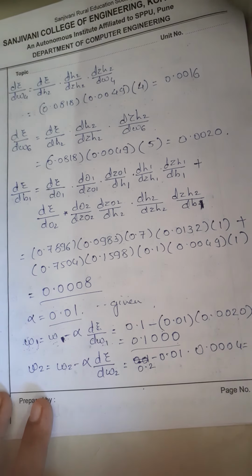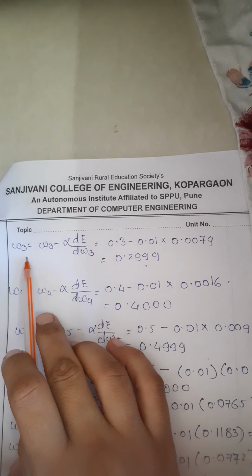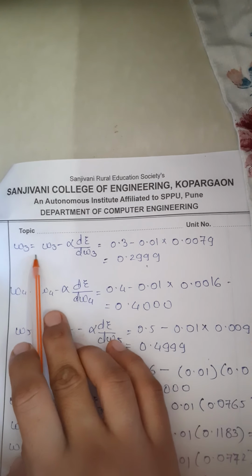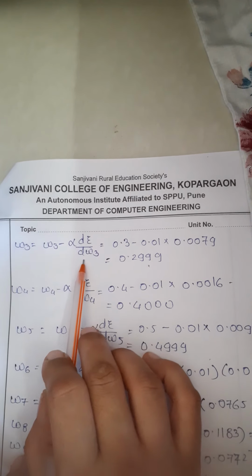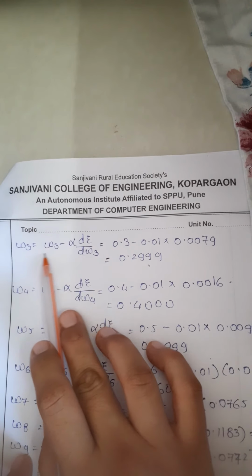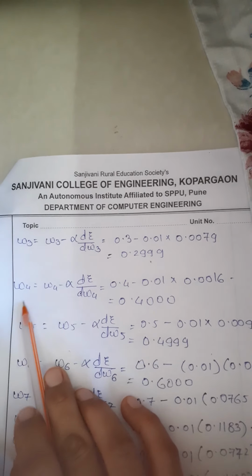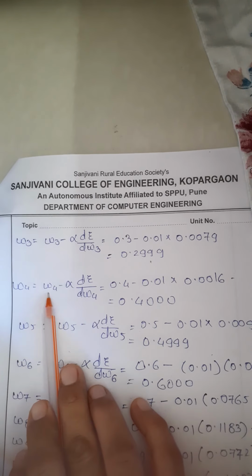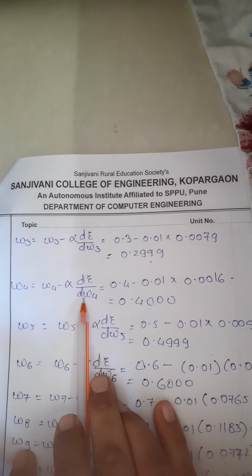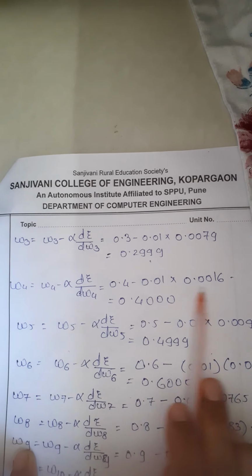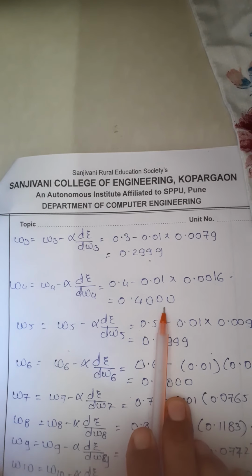Okay, next. So further compute it for W3. W3 is nothing but W3 minus alpha into dE with respect to W3. Okay. So again put all the values, you get it. Go for W4. So you can see your previous value of W4 minus alpha into dE with respect to W4. Okay. Put all the values what you have computed and you get the values.